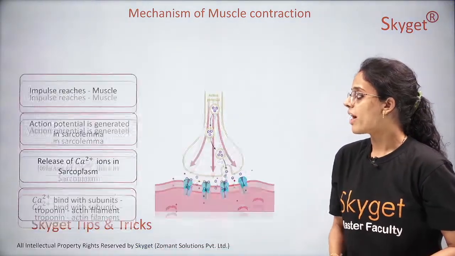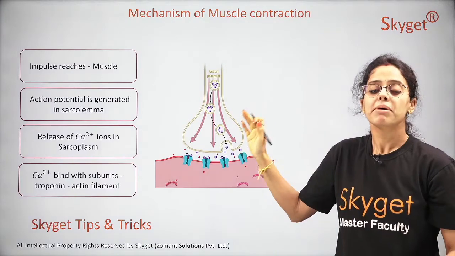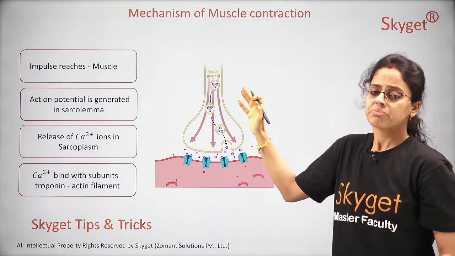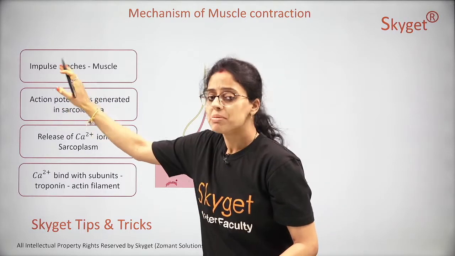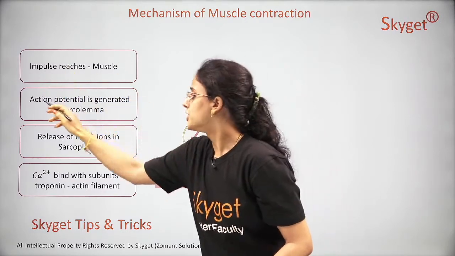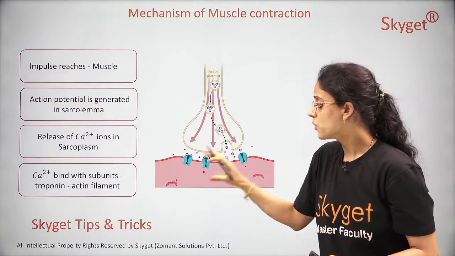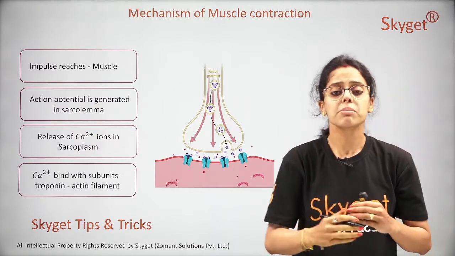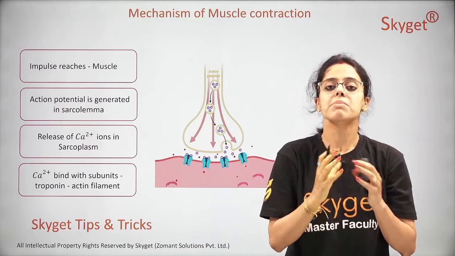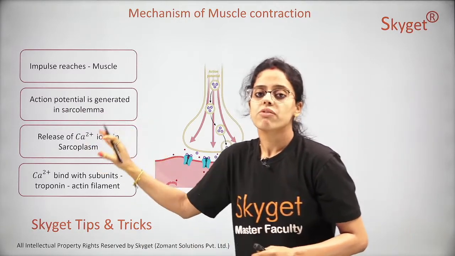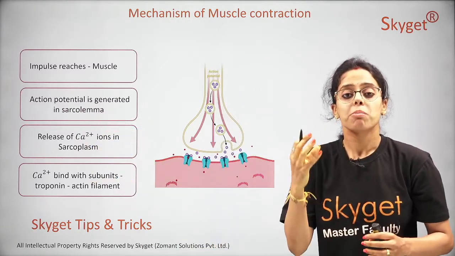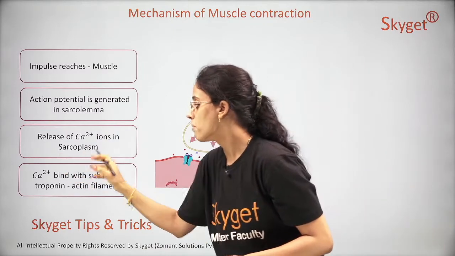Mechanism of muscle contraction. So, what is happening? The impulse is carried from nerve fiber to muscles. When the impulse reaches the muscle, the action potential is generated in the sarcolemma of the muscle. Sarcolemma is the outermost membrane, that is, the plasma membrane of the striated muscles. So there is a release of calcium from the endoplasmic reticulum into the sarcoplasm.